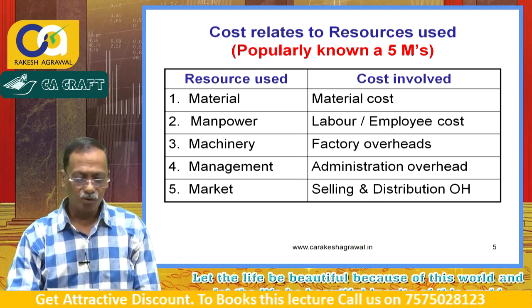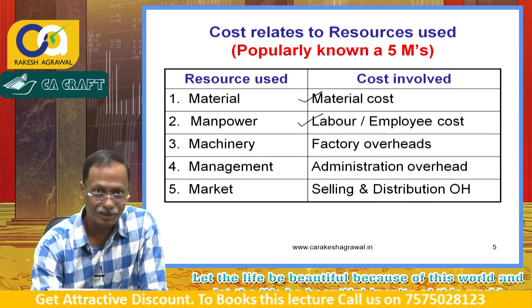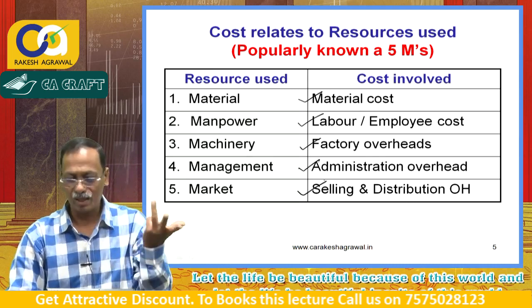And now you'll remember how we used to prepare the cost sheet. We used to say material cost plus labor cost is prime cost, plus factory overheads, administration overheads, and selling and distribution overheads. That is how we used to calculate total cost.